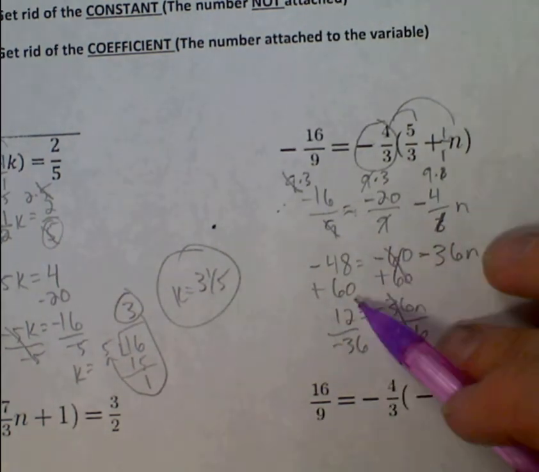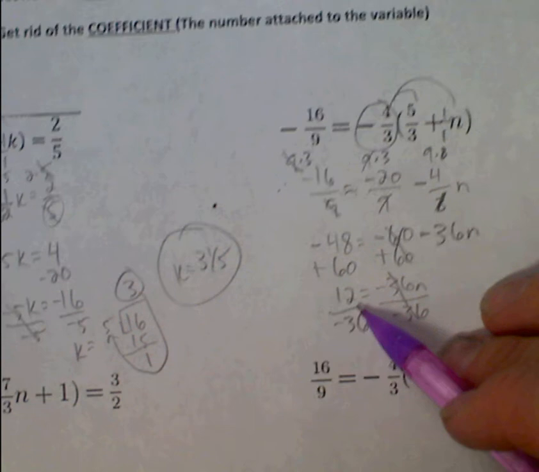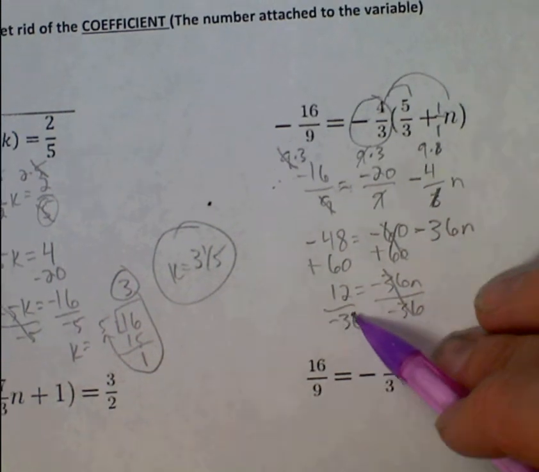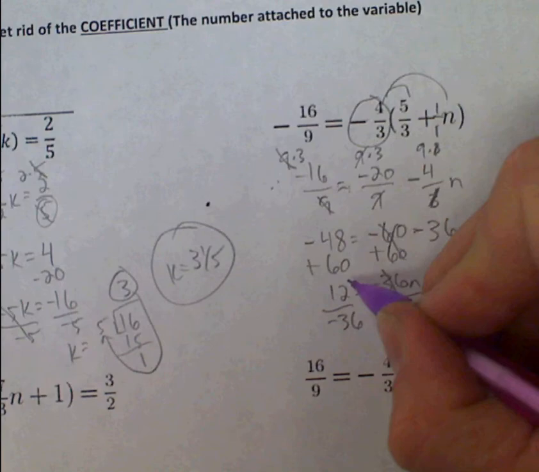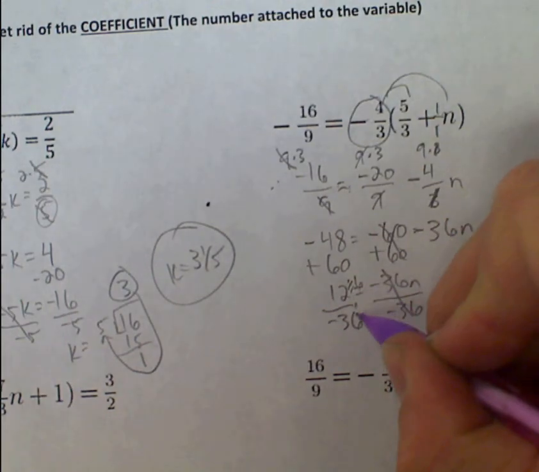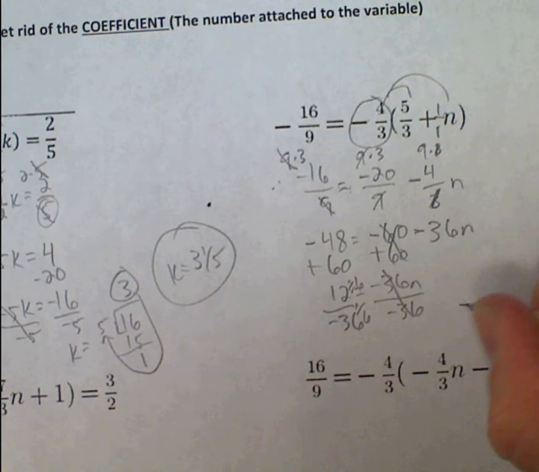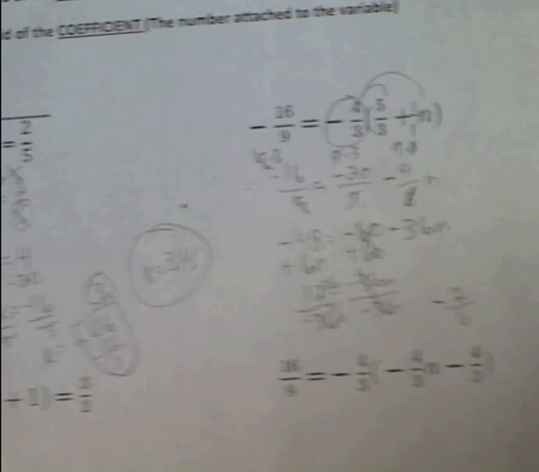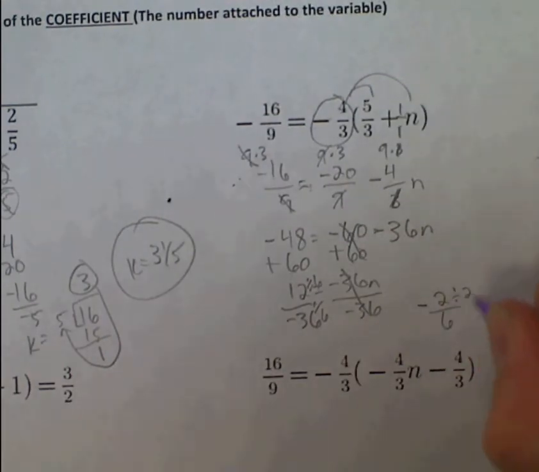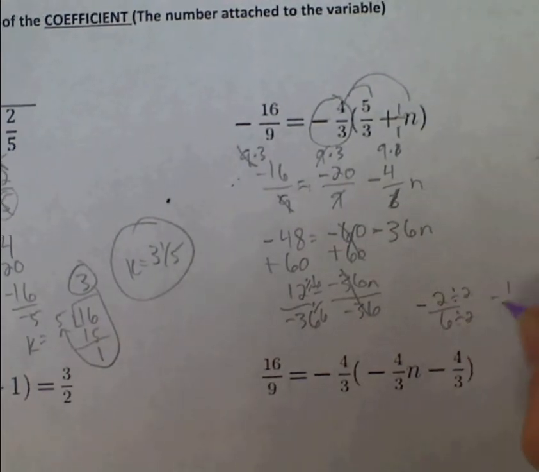The top number is smaller, therefore I cannot change this back to a mixed number. The only thing that I can do is reduce. I know I can reduce by 6, so I'm going to reduce by 6 first. That gives me -12 divided by 6 is 2. 36 divided by 6 is 6. But I know I can reduce this one more time. And I get -1 over 3 equals n.